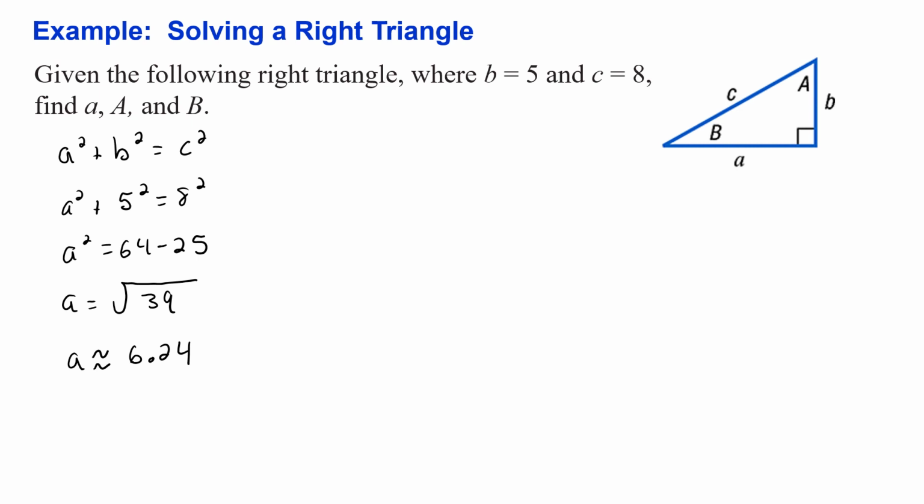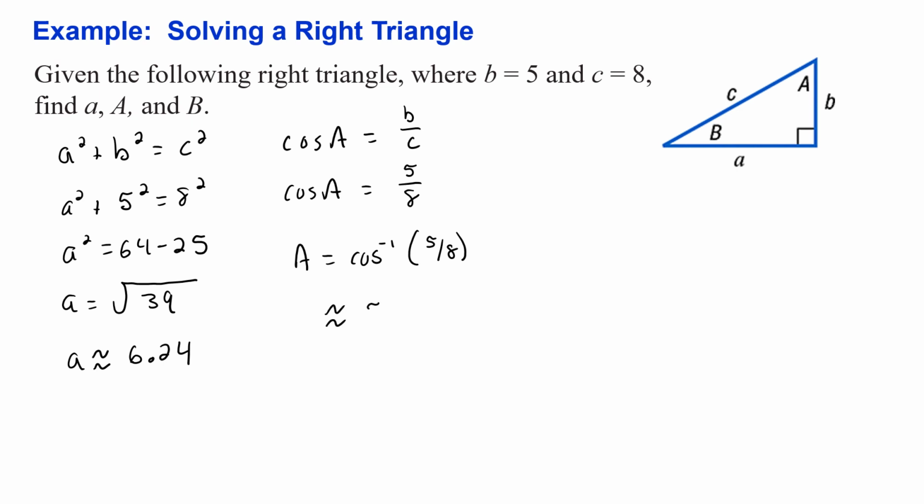Now let's find the measure of angle A using the cosine function. Again, I'm going to use the cosine function in this case because it involves the information that was provided in the problem and not any quantity I calculated. And we know that cosine of angle A will equal side B divided by side C. So cosine of A equals 5 over 8. To find angle A, we're going to use the inverse cosine function and say that A equals inverse cosine of 5/8.